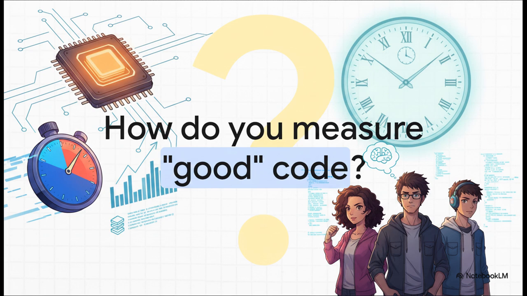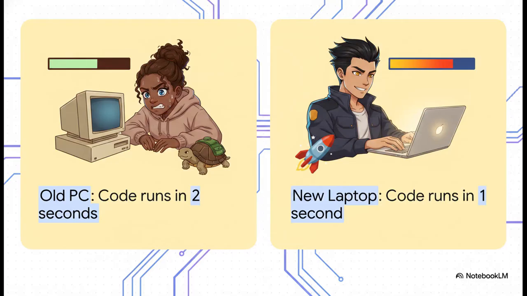Is it the one that runs faster? The one that uses less memory? This is the question every developer has to answer, especially when that interview clock is ticking. Now, your first instinct might be to just time it, right? But hang on. Let's say you run the exact same code on my old clunker of a PC and it takes 2 seconds. Then you run it on a brand new laptop and it takes 1 second. So is your code 2 seconds fast or 1 second fast? It totally depends on the machine, which makes it a pretty useless measurement.